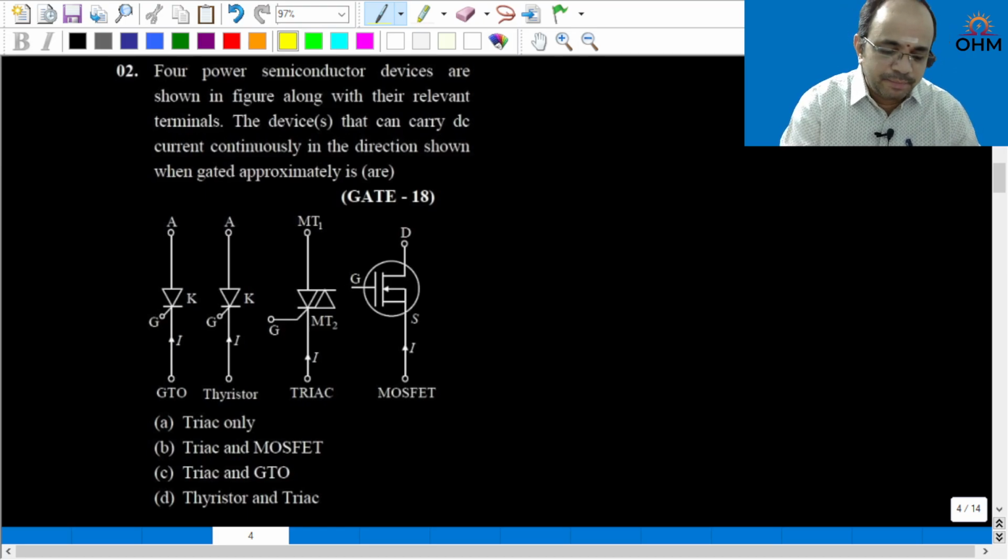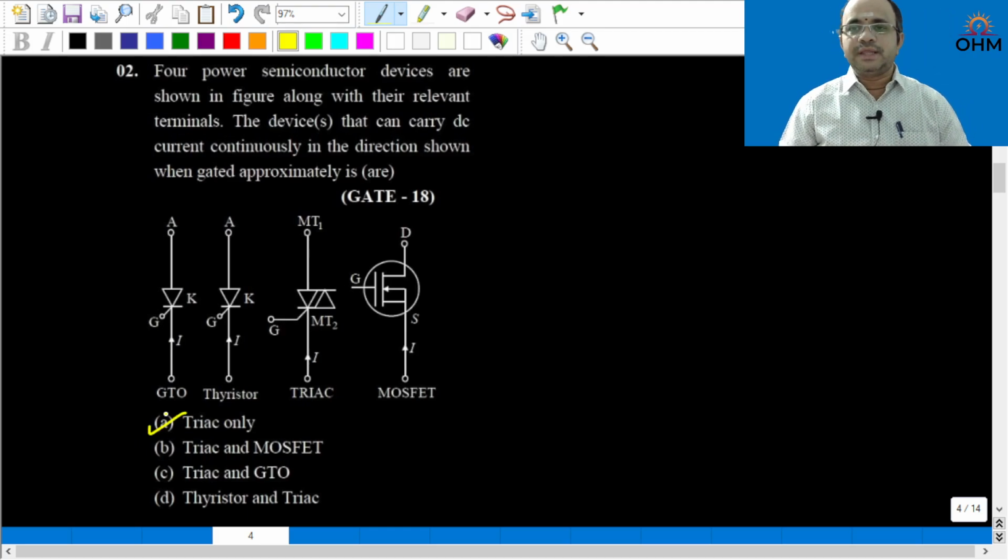That is not the case, because GTO and thyristors, both the devices will carry the current from anode to cathode, and the given MOSFET here is N-channel MOSFET. N-channel MOSFET by default will carry the current from drain to source terminals. Therefore, this is also not an appropriate option. Whereas triac has the capability of carrying current in both the directions, so with this, appropriate option could be triac only. The given direction of current will flow from MT2 to MT1 in case of triac. That is the correct option.